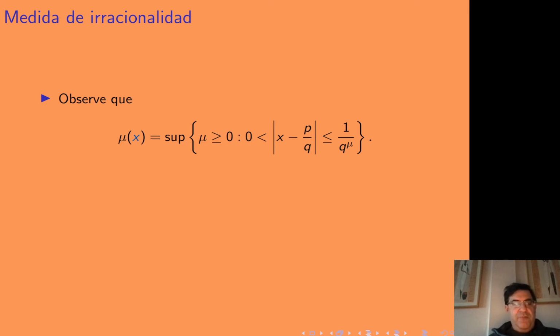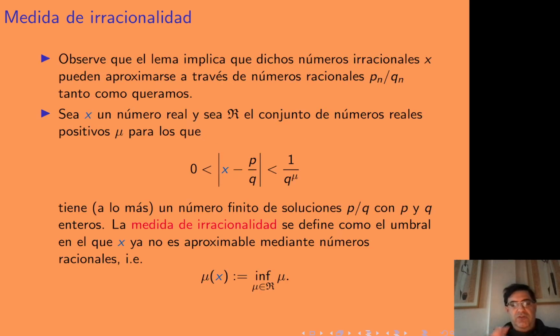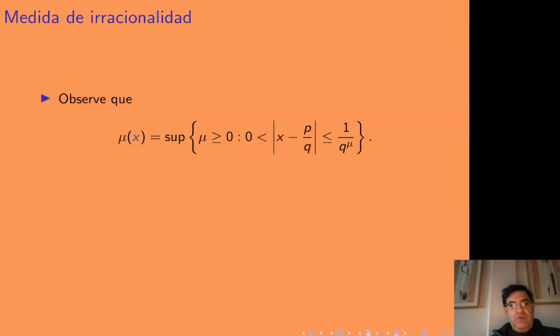Suppose that you have the set of mu such that the absolute value of x minus p over q is less than or equal to 1 over q to the mu, and it has infinitely many solutions. Then what you need to do is obtain the supremum of this set. In the previous case you want only a finite set of solutions, but in this case we want infinitely many p over q solutions. Then the supremum of these values is the irrationality measure.